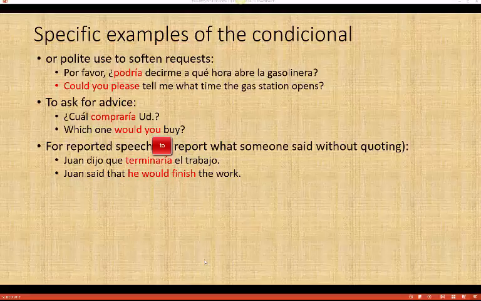Paco dijo que vendría a la fiesta. That's what he said, right? He said that he would come, but he hasn't showed up yet. I don't know. We don't have any dessert. We're going to blame it on Paco.